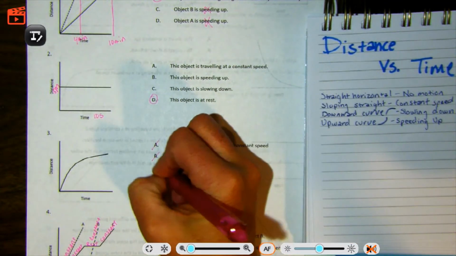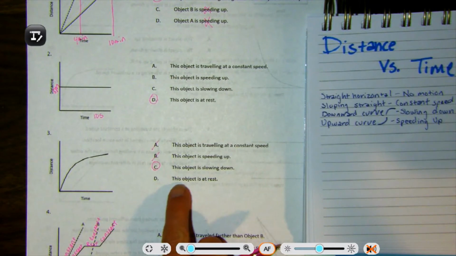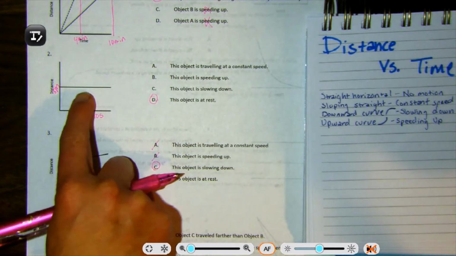I'm going to go ahead and circle it, but let's check this. The object is at rest. Nope, because that's at rest. So wrong.